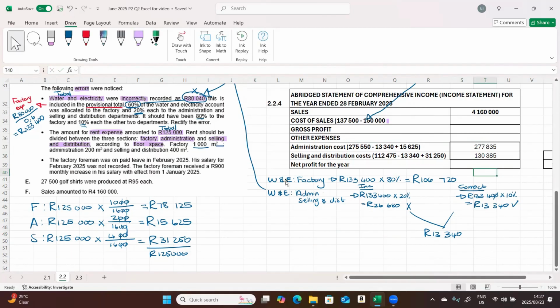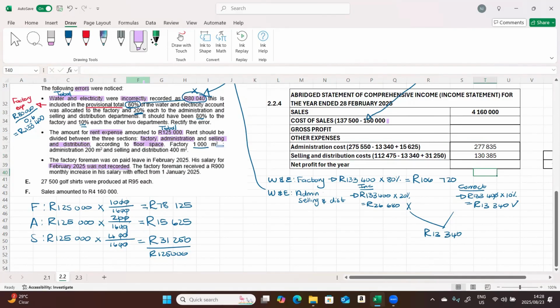There we have that. We calculated the rent expense, distributed to the different sections, and we put them where they needed to be. Then the factory foreman was on paid leave in February 2025, which is the last month of the year, right? His salary for February was not recorded.